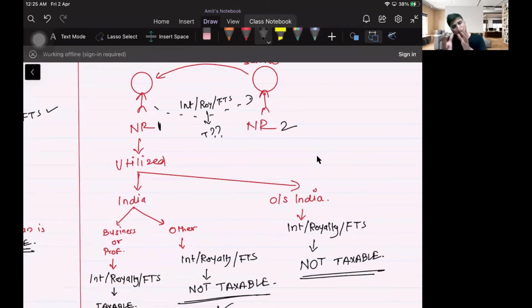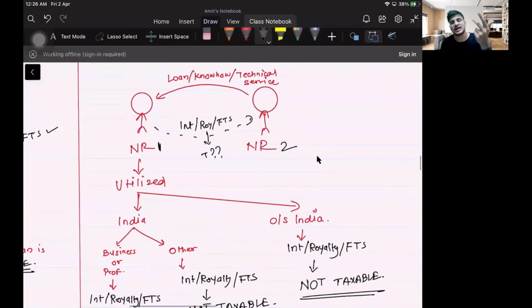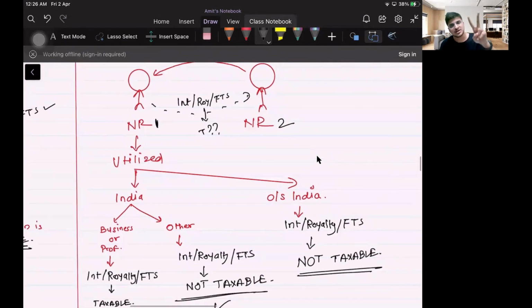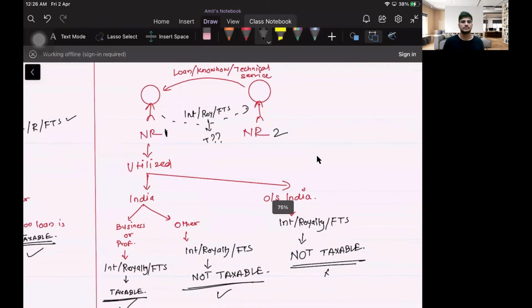In the third case, नॉन रेसिडेंट टू अगर नॉन रेसिडेंट वन को कौन सा लोन दे रहा है, नो हाउ दे रहा है, टेक्निकल सर्विस दे रहा है, एंड इफ द नॉन रेसिडेंट वन इज यूटिलाइजिंग दैट लोन, नो हाउ, टेक्निकल सर्विस आउटसाइड इंडिया, तो इंडियन गवर्नमेंट को क्यों फर्क पड़ेगा? Then in that case, whatever income that non-resident 2 is earning will not be taxable in India.